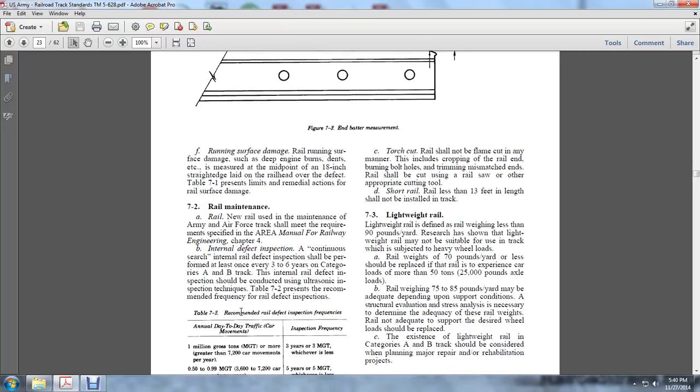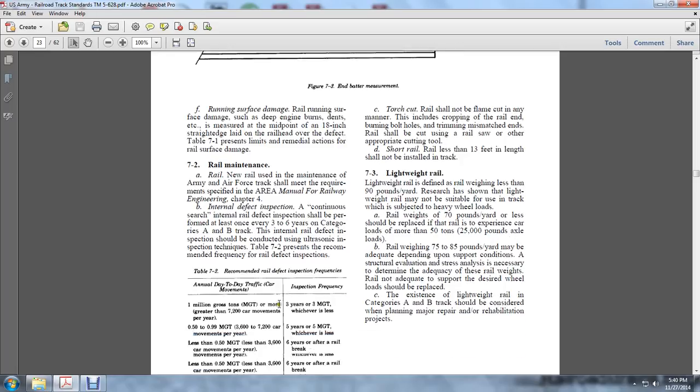Rail maintenance. New rail used in maintenance of the Army Air Force tracks shall meet the requirements specified in the manual for railway engineering, Chapter 4. Internal defect inspection and continuous internal rail defect inspection shall be performed at least once every 3 to 6 years for category A and B tracks. The internal rail defect inspection shall be conducted using ultrasound inspection techniques. Table 7.2 presents the recommended frequency of rail defect inspections.